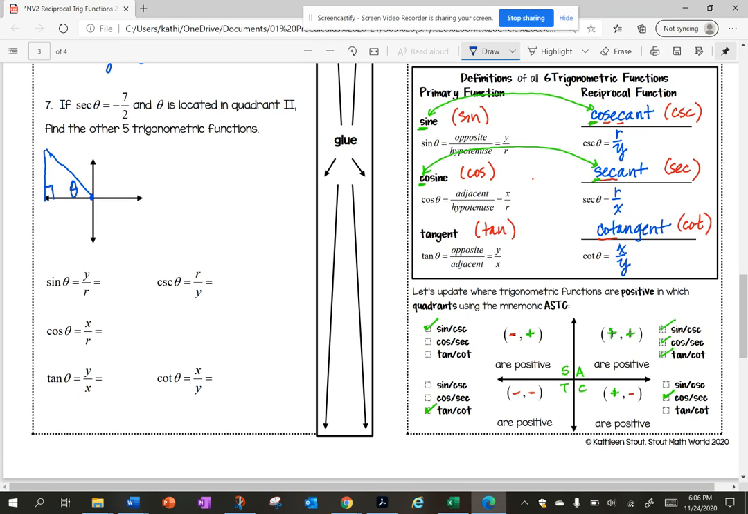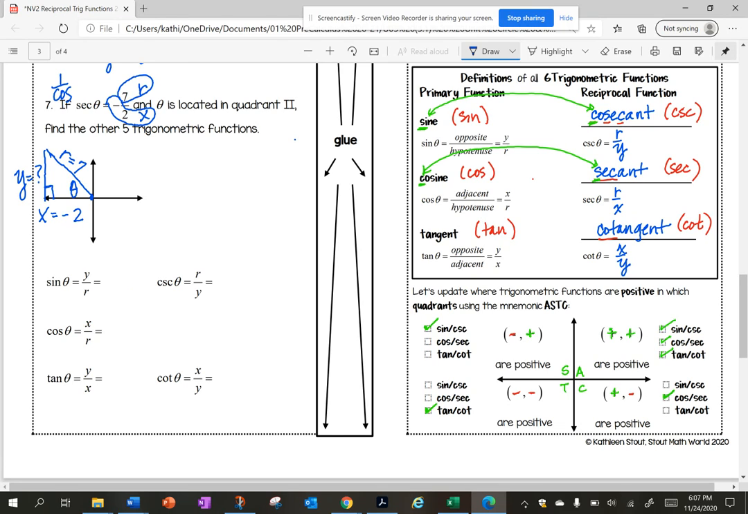Now secant is 1 over cosine. So cosine is x over r. So this is r divided by x. So the radius is always positive. So I know the radius is 7. And I know in the second quadrant, x is negative. So the negative sign goes with the denominator. So x equals -2. My radius equals 7. And I need to calculate y.